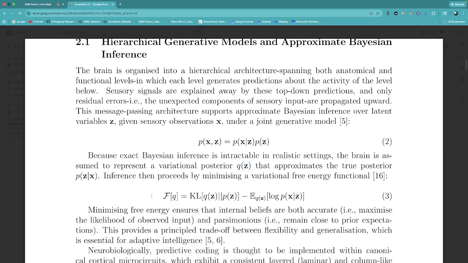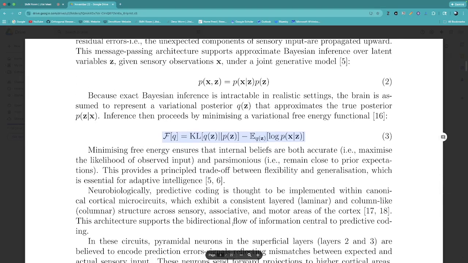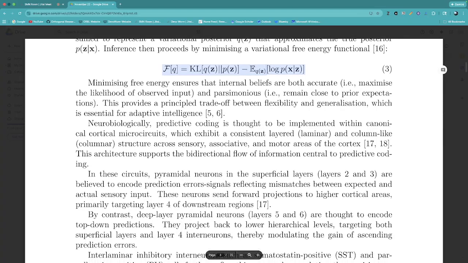So this is where you have this posterior that approximates the true posterior, and that's your variational form. Inference then proceeds by minimizing a variational free energy functional, which is here. This is basically what we're looking at with your variational free energy. Minimizing free energy ensures that internal beliefs are both accurate and parsimonious, which remains close to prior expectations. This provides a trade-off between flexibility and generalization, which is essential for adaptive intelligence.